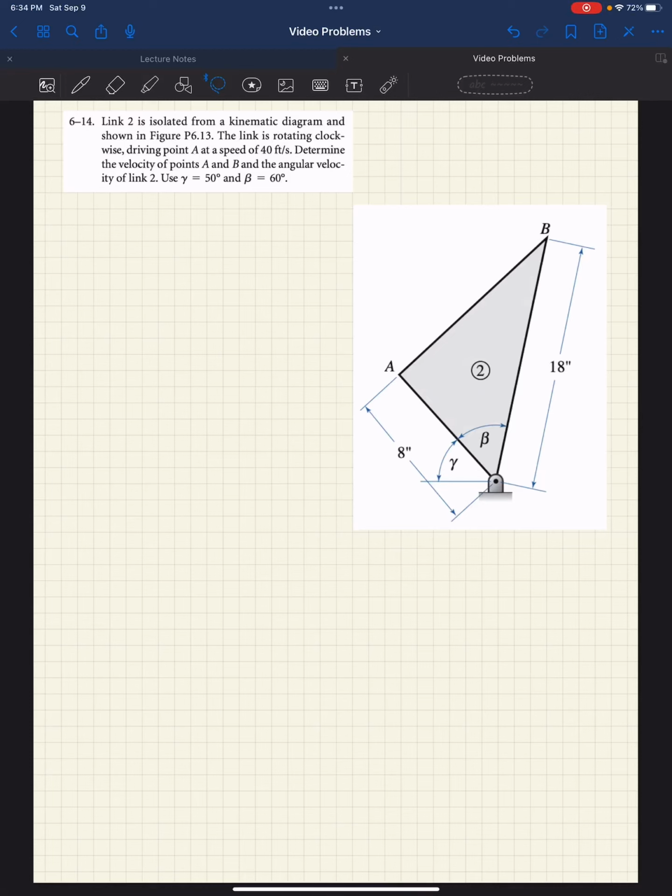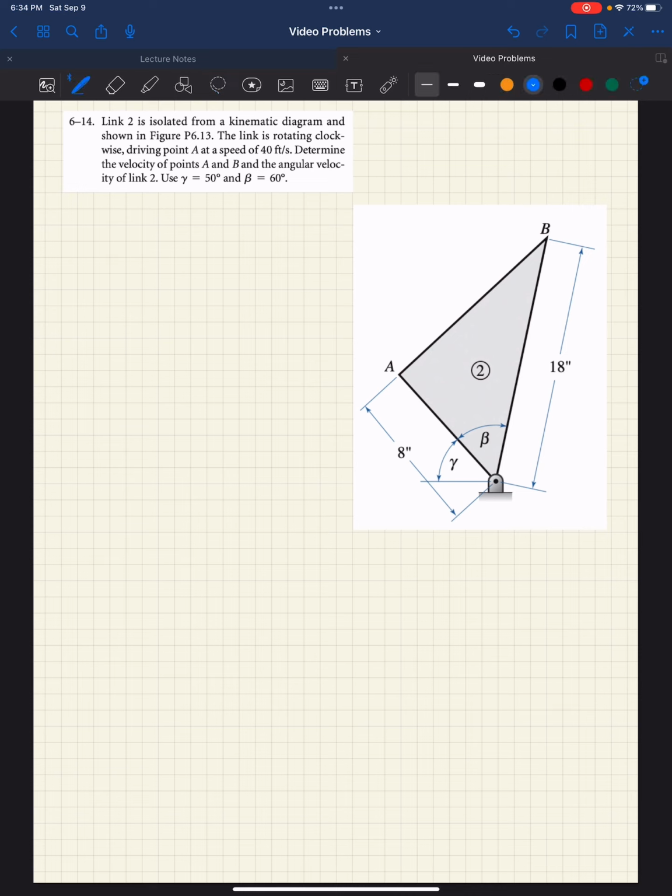Problem 614. Link 2 is isolated from a kinematic diagram and shown in the figure. The link is rotating clockwise, driving point A at a speed of 40 feet per second. Determine the velocity of points A and B and the angular velocity of link 2. Use gamma equal to 50 degrees and beta equal to 60 degrees.